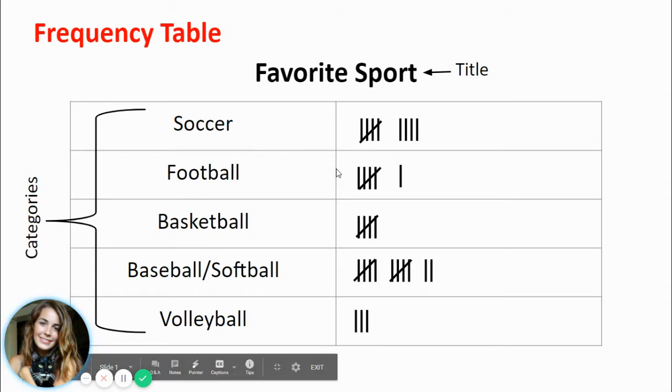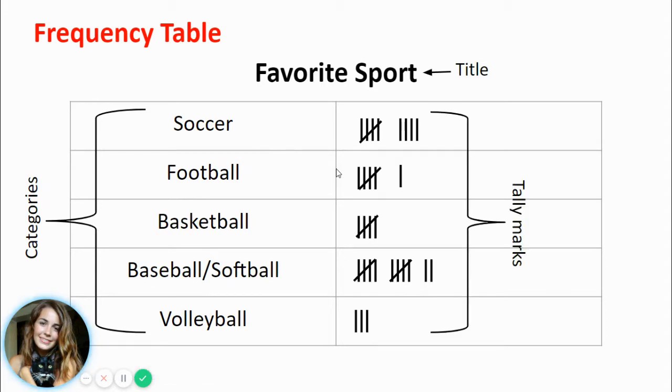And finally, a frequency table has tally marks, and tally marks are just a clever way of keeping track of numbers. So the cool thing about tally marks is that I don't have to count every single line. For example, if I was trying to determine how many people picked soccer, I don't have to count 1, 2, 3, 4, 5, 6, 7, 8, 9, because tally marks group numbers together in groups of 5.